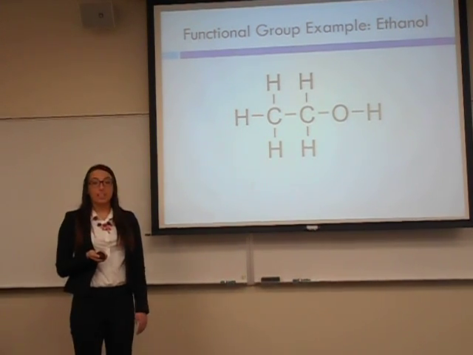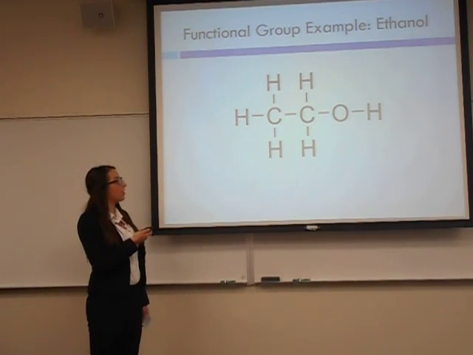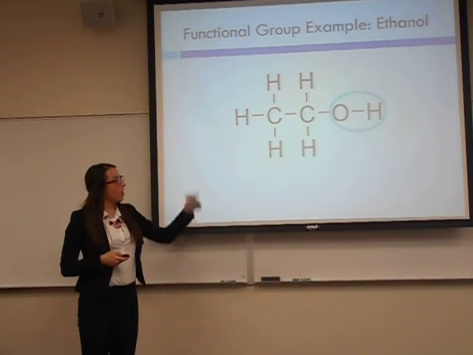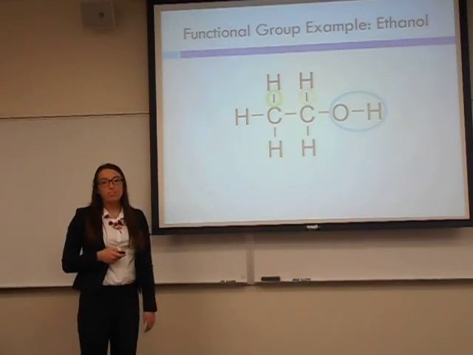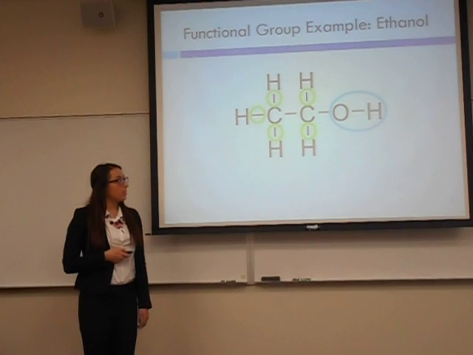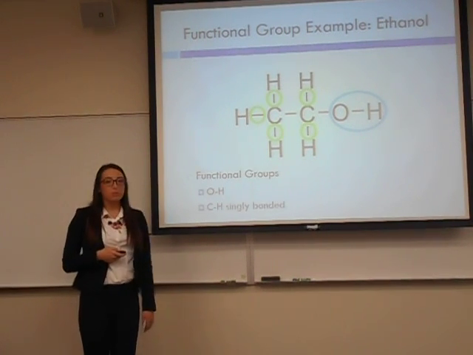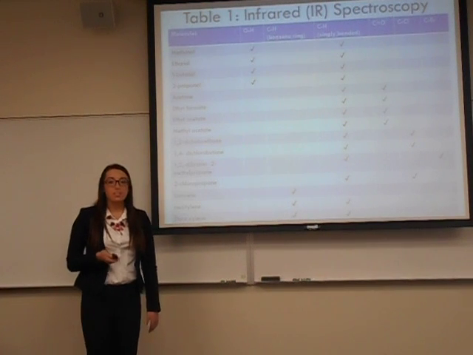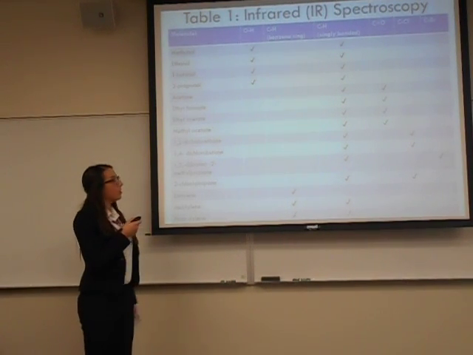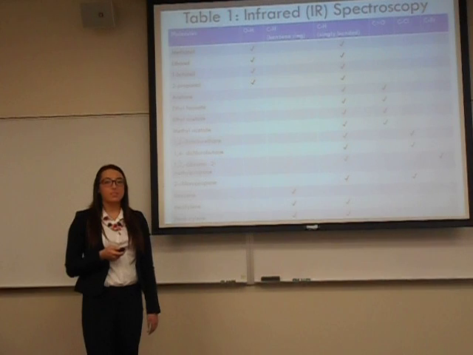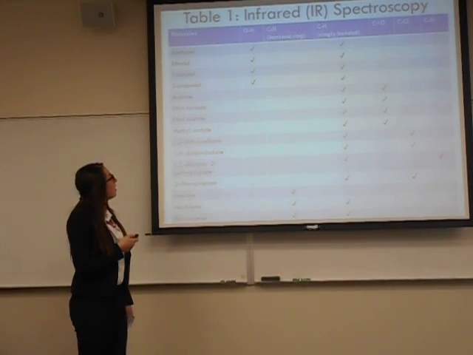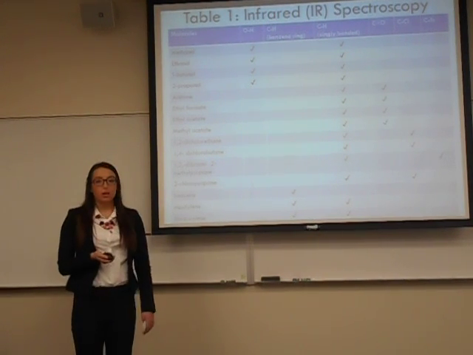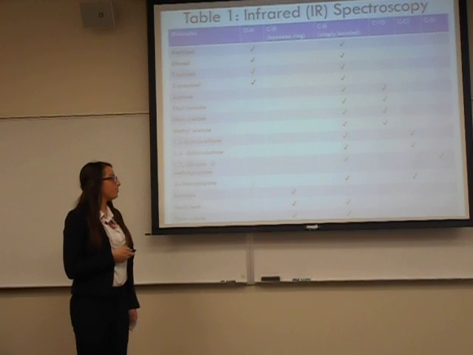So for example, let's take ethanol. This is a Lewis structure for ethanol. We see here that there is an oxygen to hydrogen bond and 5 carbon to hydrogen bonds. So from this, we can say that the functional groups are oxygen to hydrogen and carbon to hydrogen singly bonded. Using the same technique, we determine the functional groups of all other 15 compounds and put them into this data table. This is the IR spectroscopy, which will help us determine what our unknown substance is.